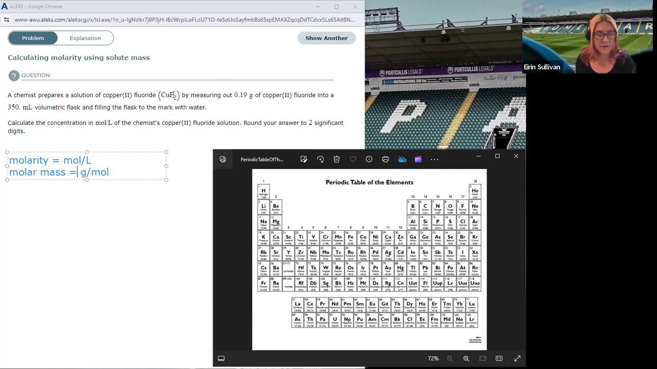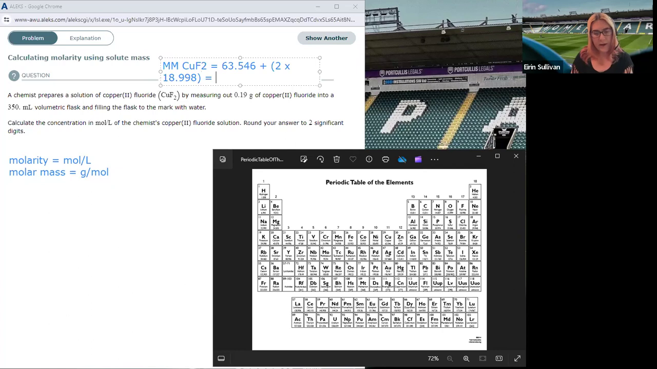ALEKS has actually given us the ionic formula here, but if we didn't know it, we could work it out, because it's copper 2, and fluoride's always F minus. Copper has a molar mass of 63.546, if I remember rightly. So the molar mass of copper 2 fluoride equals 63.546 plus 2 times fluorine, which is 18.998 if I go with the periodic table I've got here.